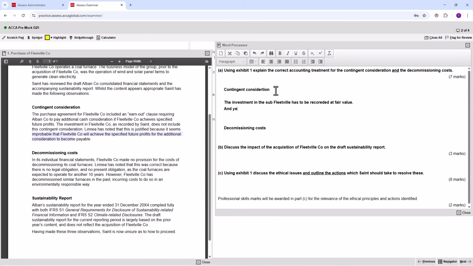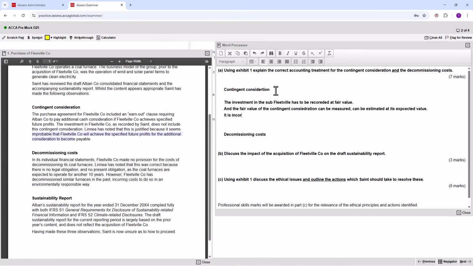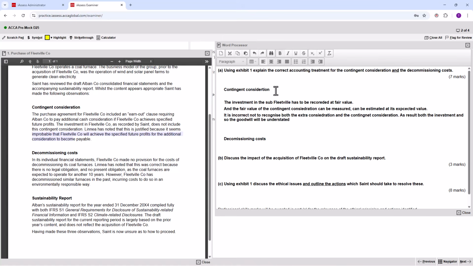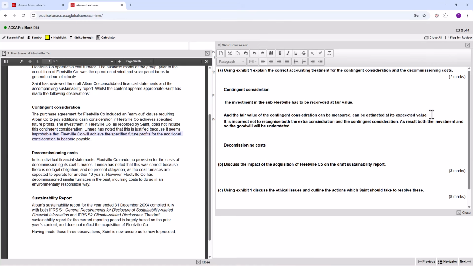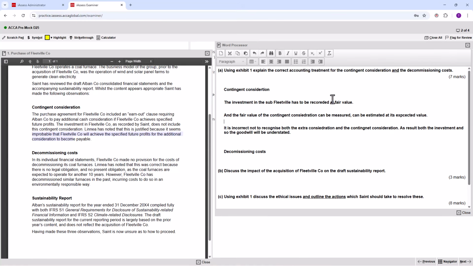And the fair value of the consideration, the fair value of the contingent consideration, can be measured. It can be measured at an expected value. It won't be the full amount, but it can be measured and it must be recognised. Because as a result, both the investment and therefore the goodwill will be understated. Look, I get this. I get that it's tricky. I understand why they've fallen into the trap. And it's to do with the fact that we need the investment in the sub. The investment in the sub has to be recorded at the fair value.